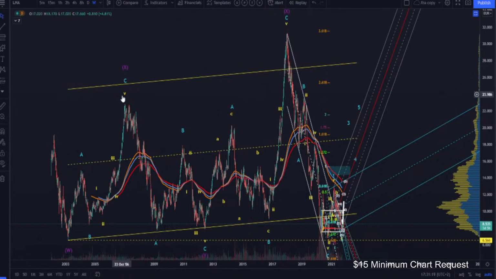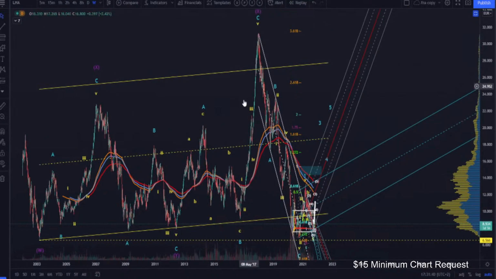It's not an impulse. There's an impulse. So you have some impulses in here, right? Here it is. All of these ABCs have to end with a 5. Everything ends with a 5, right? That's the rule in Elliott. You always are ending with a 5. You begin with a 5.